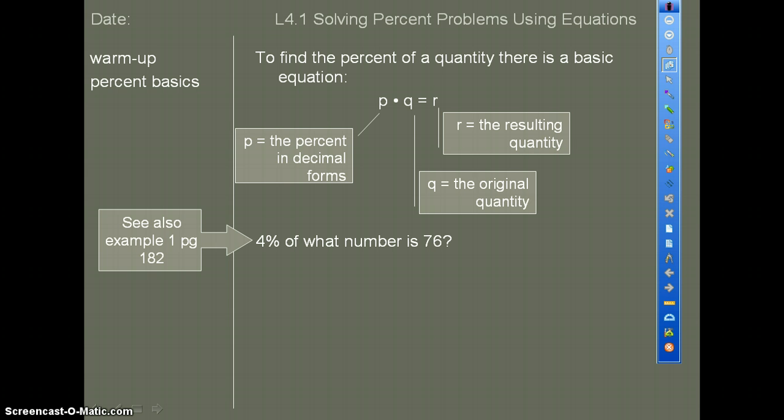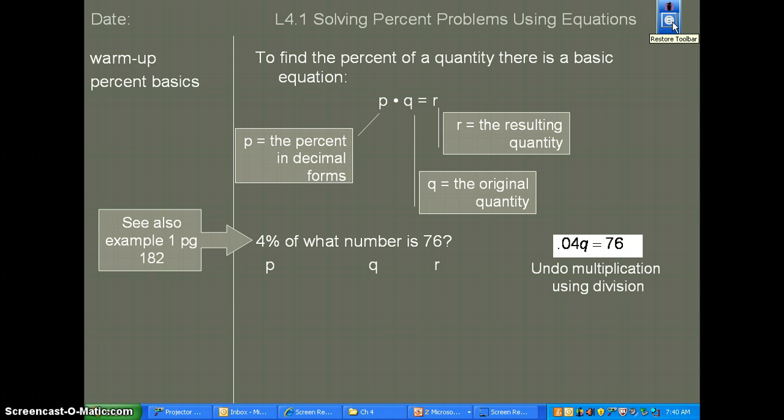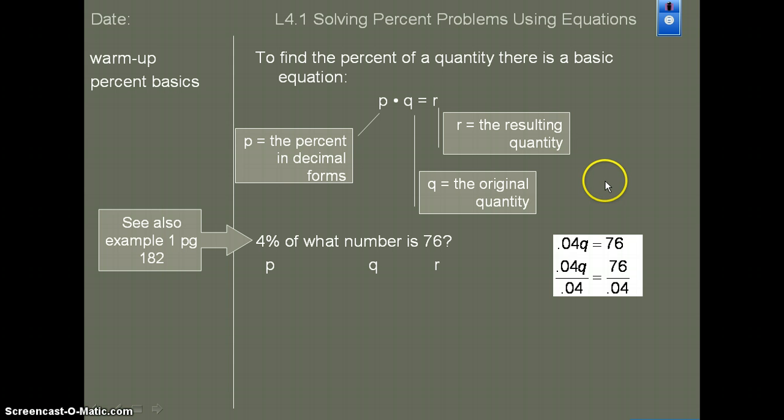So 4% of what number is 76? We can see that 4% would be our P. We would use 0.04 here. The mystery number would represent our Q, and the resulting quantity is 76. We would enter that into our equation. 0.04Q equals 76. Undo multiplication by using division. Simplify. And we find out that Q is equal to 1,900.